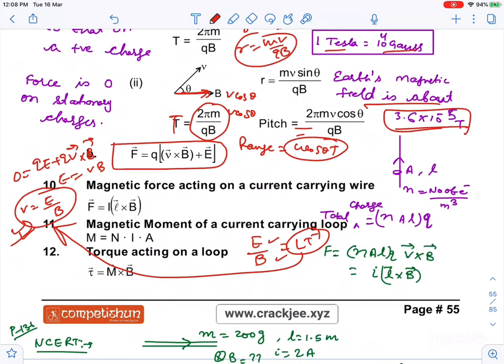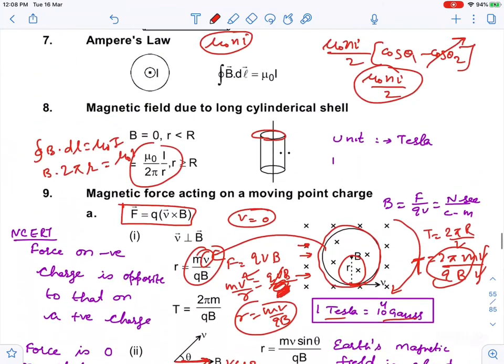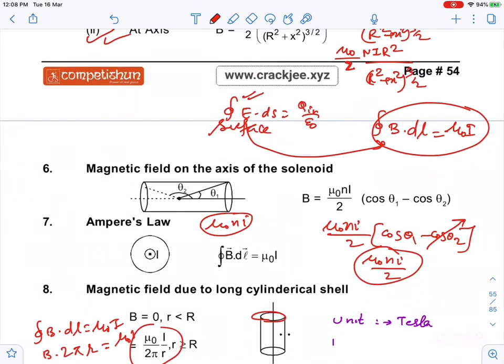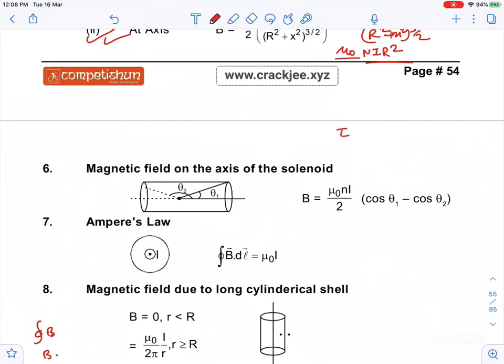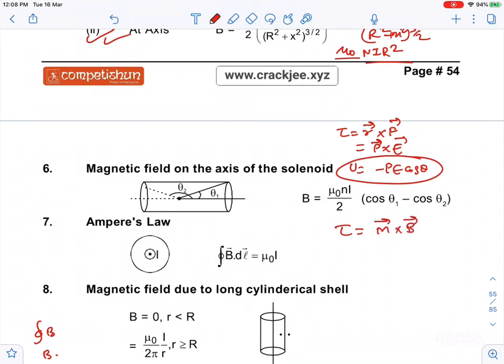Okay, now magnetic torque. Like in electrostatics, I also mentioned torque and potential energy, so I am mentioning torque and potential energy here, guys. Let me write the torque and potential energy expressions here. Torque can be written as r cross F. You are familiar with this? So torque can be written as p cross E in electrostatics. So p E sin theta, and potential energy U is the integration of this, so this becomes minus p E cos theta. This is the torque in electrostatics.